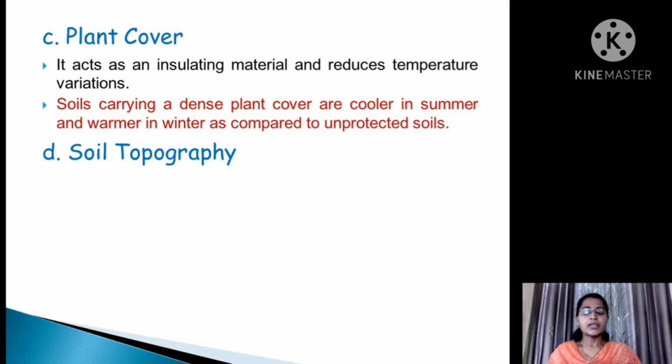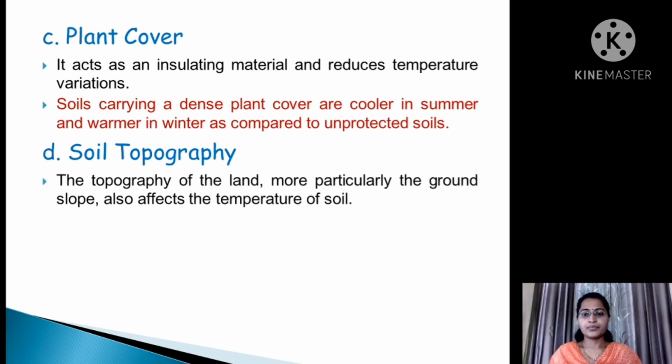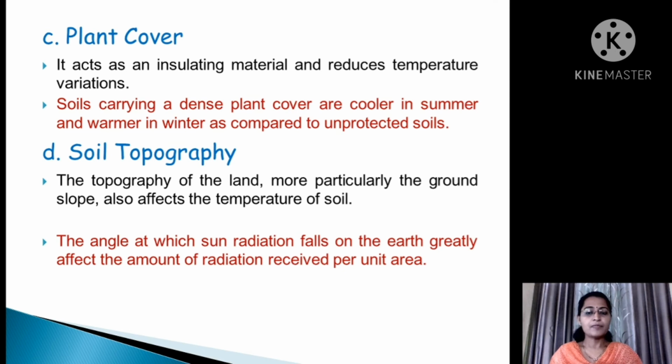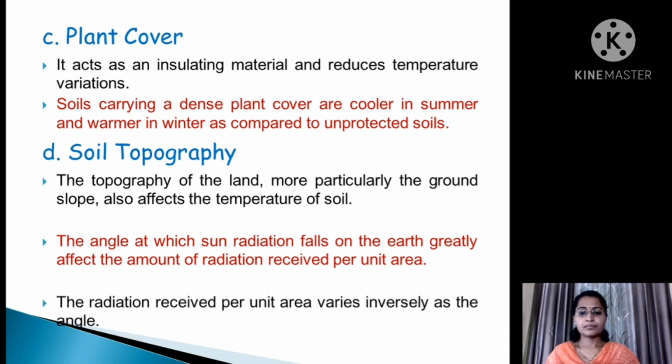Next factor is the soil topography. The topography of the land, more particularly the ground slope, also affects the temperature of soil because the angle at which sun radiation falls on the earth greatly affects the amount of radiation received per unit area, and the radiation received per unit area varies inversely as the angle. Now here we have to focus on factors affecting soil temperature.